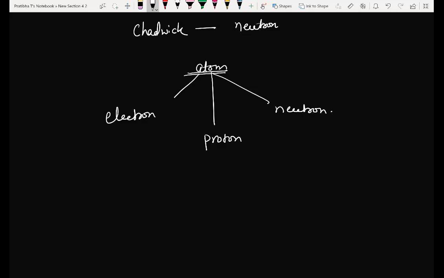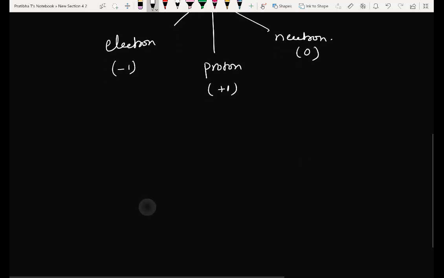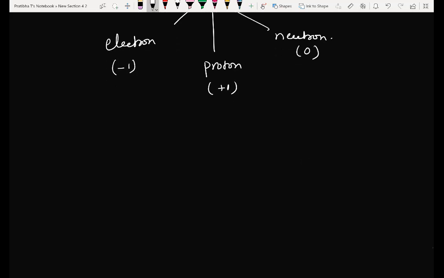The atom was divided into three subparticles, called the electron, the proton and the neutron. The electron is negative in charge, whereas the proton is positive in charge and the neutron is zero in charge. They performed the experiment and saw the electrons going to the positive part of the battery, whereas the protons go to the negative part of the battery.